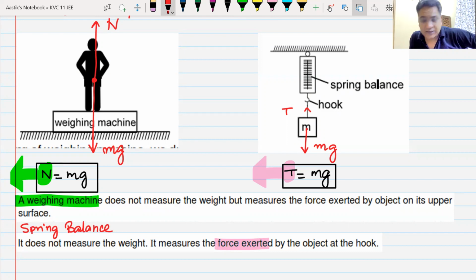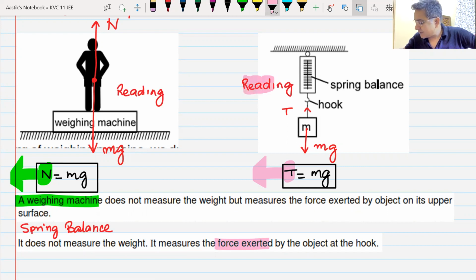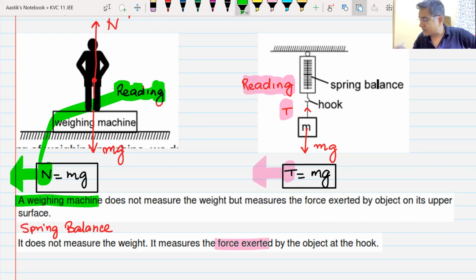So whenever someone asks you what is the reading of the weighing machine, or what is the reading of the spring balance, what do you mean by that? The reading of the spring balance or the reading of the machine simply means the value of this normal reaction or the value of this tension. Do we understand this?